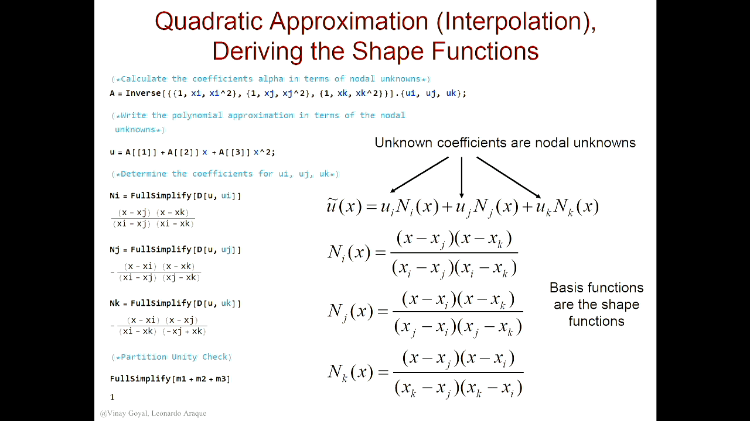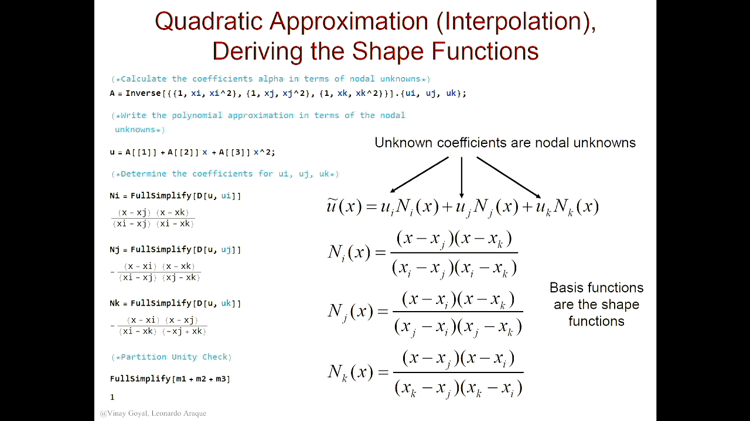And I want to make some observations very quickly. When I plug in xi for shape function I, what happens here? Xi minus xj over xi minus xj, that's 1. Xi minus xk over xi minus xk, that's 1. Excellent. So this is great because now let me plug in xi at the other nodes.